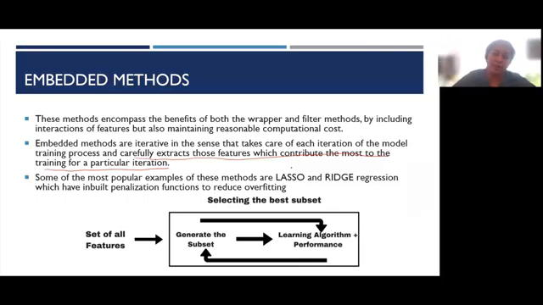An example is lasso and ridge regression. So it's doing it by itself, right? You are not going to check the performance and find it out. It's doing it by itself. Is it clear, students?